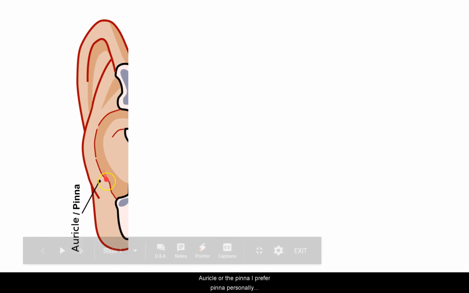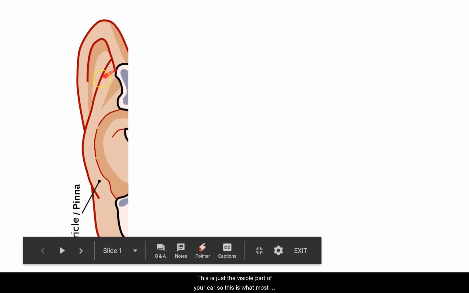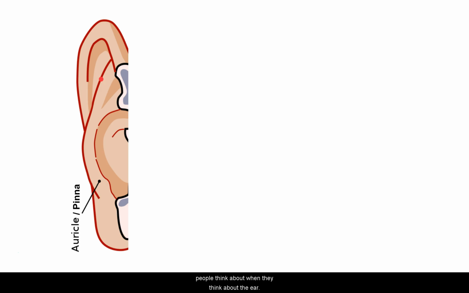So some folks were saying they were having some trouble thinking about how sound comes into the ear and how we process it. So I'm going to take us through it step by step. You can see here is what is referred to as the auricle or the pinna. I prefer pinna personally, but this is just the visible part of your ear. This is what most people think about when they think about the ear. It's just the thing that you can see.